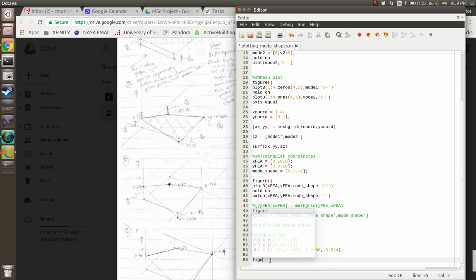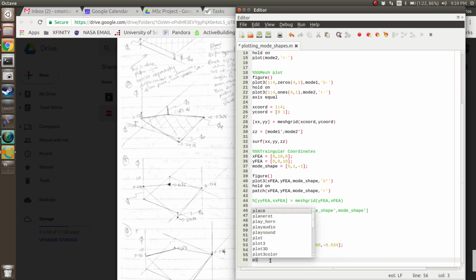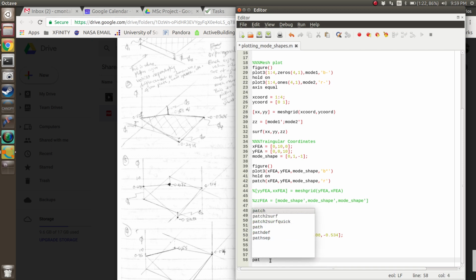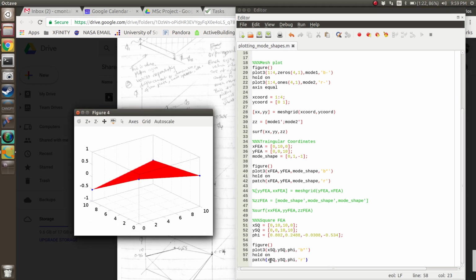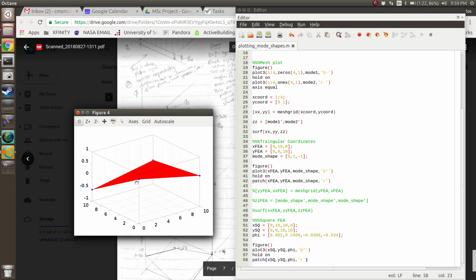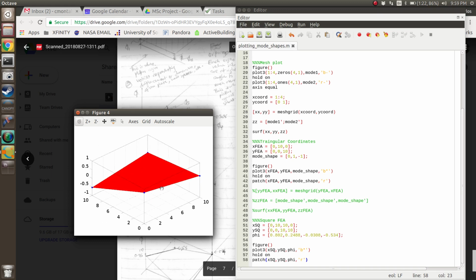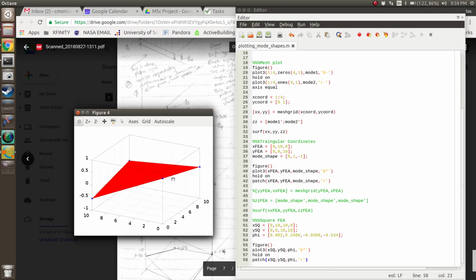And so we should be able to do exactly the same thing as last time. We can do a plot3 of x square and y square and the mode shape in blue stars, and then hold on, and throw a patch down: x square, y square, and v, and just do a red one. And so there we go. So there's our cool patch. It's kind of neat. Yeah, I like it. And then let's try mesh now.